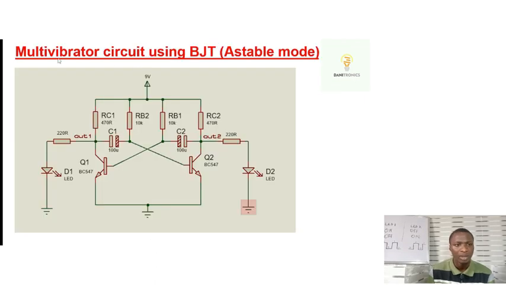Okay, now the multivibrator circuit using a BJT. A BJT is a bipolar junction transistor, and that's what we have here, this normal NPN transistor. It works in this circuit as a switch, so it helps us change between two states, and we're going to be using it in the Astable mode. I'm going to explain what that means, but look at this circuit very well. Once this LED is on, this LED will be off. When this LED is on, this one will be off. That's the whole idea of this circuit.